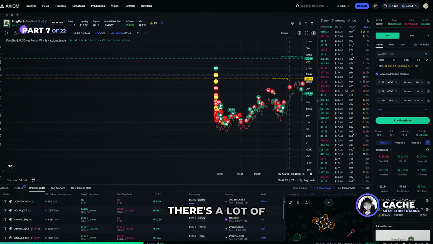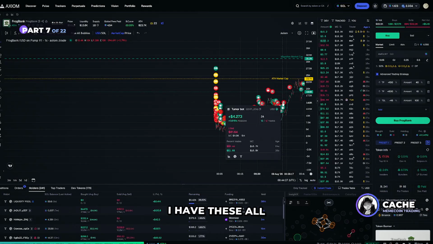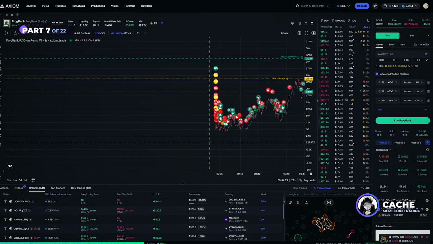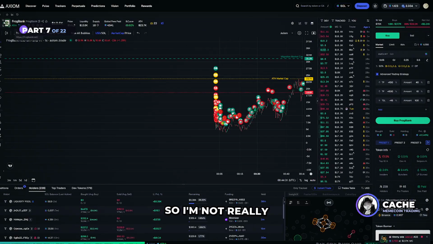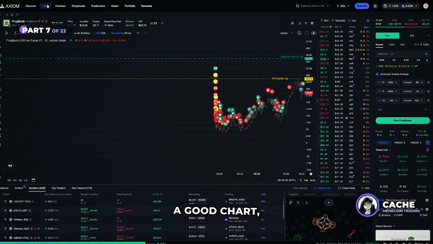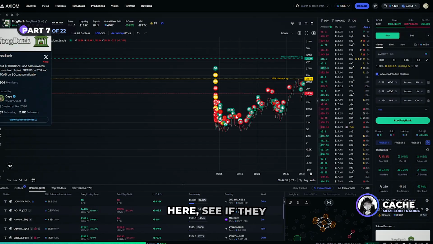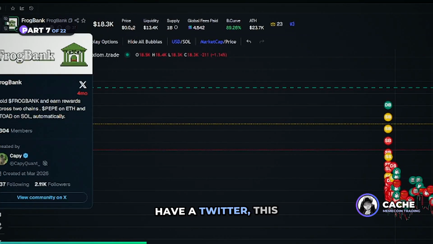It doesn't really seem like there's a lot of real people in here. I have these all marked as bots. So I'm not really sure if this is a good chart. You can come over here, see if they have a Twitter. This is a community right here.